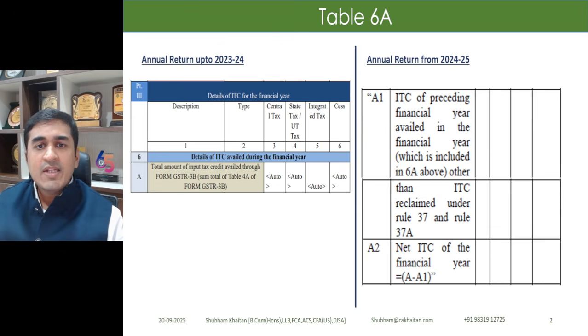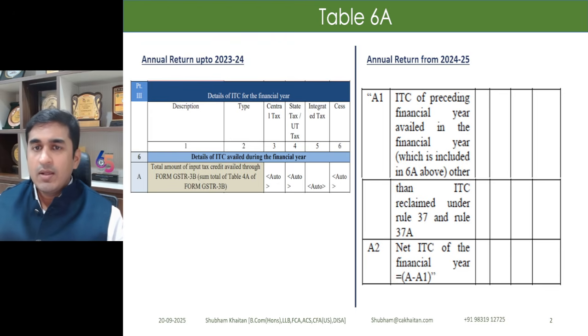As we all know, table 6A contains auto-populated data for 12 months. So for 24-25, it would contain the auto-populated data from April 24 to March 25. Now, a couple of tables have been newly inserted.